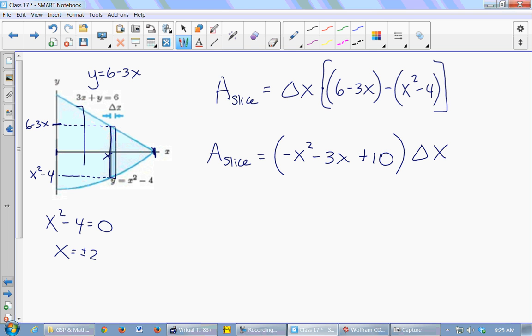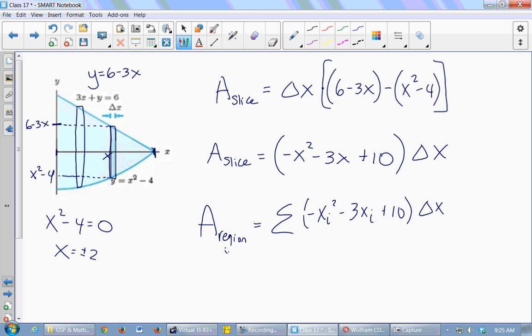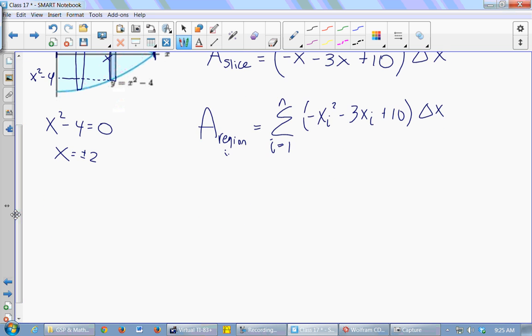So I'm going to have all these little rectangles. I'm going to add them up. I have n of them, and then I let n go to infinity. So the area of my region is going to be a sum of all rectangles that have an area like this, each one using a different x value, which you could call xi. So this would be negative xi squared minus 3xi plus 10, times delta x. And then we let n go to infinity.